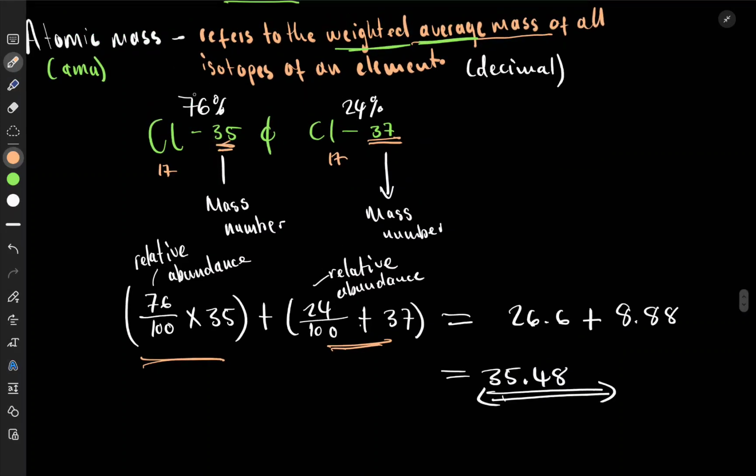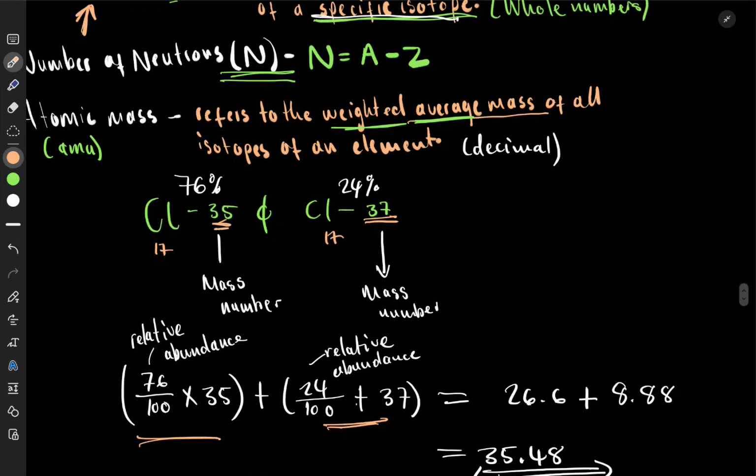This 76% is not the real value. The one you may see in the periodic table is slightly different, but they use this concept. They always check how much of chlorine-35 do we have, how much of chlorine-37, then they find the average. So atomic mass is the weighted average mass of all the isotopes of an element. So the average mass of all the different isotopes is the atomic mass.